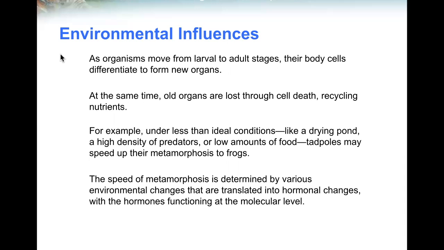As organisms move from the larval to adult stages, their body cells differentiate to form new organs. At the same time, old organs are lost through cell death, recycling nutrients. For example, under less than ideal conditions like a drying pond, a high density of predators, or a low amount of food, tadpoles may speed up their metamorphosis to frogs. The speed of metamorphosis is determined by various environmental changes that are translated into hormonal changes, with the hormones functioning at the molecular level.